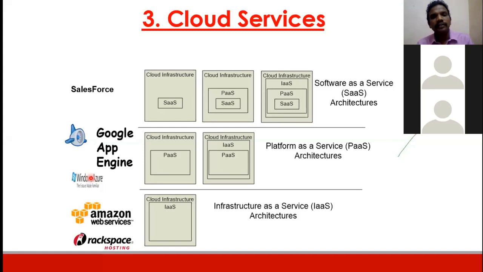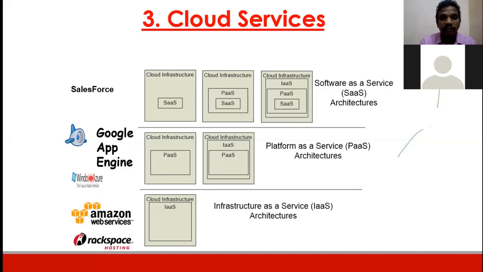So there are three major services. First one, infrastructure as a service. Second one, platform as a service. Then third one, software as a service. In infrastructure as a service, the hardware is provided as a service. In platform, hardware and operating system are provided as a service. In software, hardware, operating system and software are provided as a service.